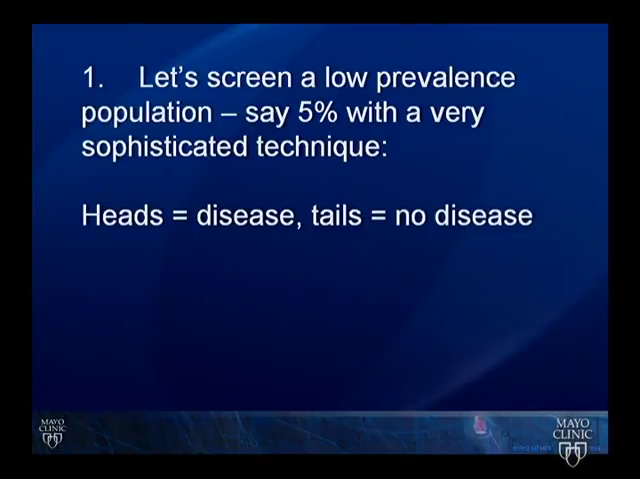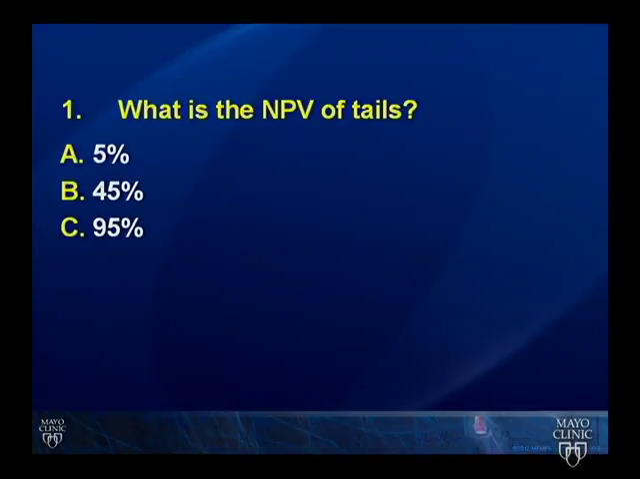But they're worried about having coronary disease, one of their parents may have died young, whatever. They want you to screen. So what we're going to do is this patient's going to come to your office, and you're going to screen them with a very sophisticated technique. You're going to flip a coin, okay? You're going to take a coin, flip it, and say if it's heads, they have disease. If it's tails, they have no disease. So my question for you is, what is the negative predictive value of tails?